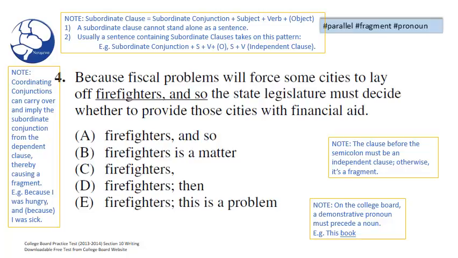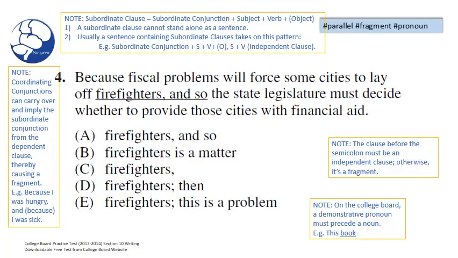Because fiscal problems will force some cities to lay off firefighters, and so the state legislature must decide whether to provide those cities with financial aid. Okay, go ahead and pause our video now. Okay, did you solve the problem? Did you find the answer? Were the points useful? Here you go and watch us solve the problem.